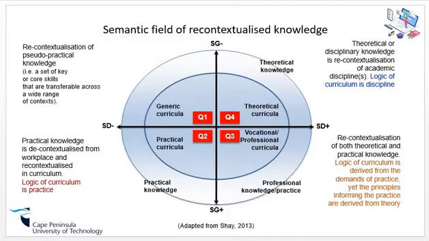Finally, this representation of how knowledge is recontextualized in curricula of different types of qualifications helps us make decisions about how we draw on and construct knowledge in the curriculum. So in general academic qualifications, the logic of the curriculum is the discipline, whereas in a practical vocational qualification, the logic of the curriculum is in the working practice.